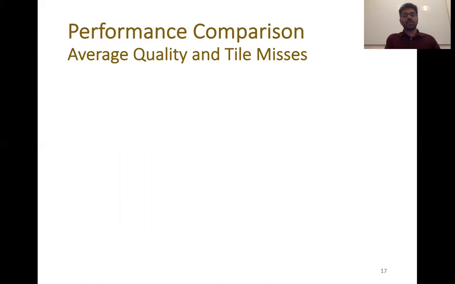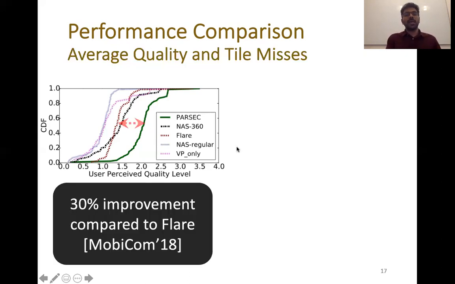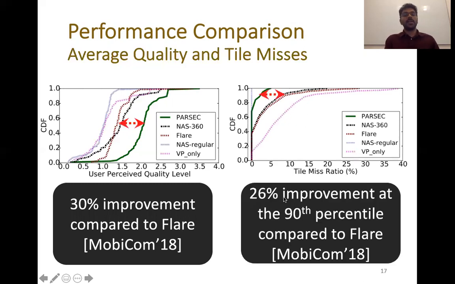We compare average quality and tile misses first, and compare performance of Parsec with other algorithms. As you can see, the quality level is given on the x-axis and the CDF on the y-axis. Here, the green curve shows our Parsec. As you can see, the performance is significantly improved compared to the next best solution available, which is Flare. We see about 30% improvement in terms of the average quality level. And similarly, we observe 26% improvement at the 90th percentile in terms of tile miss ratio.